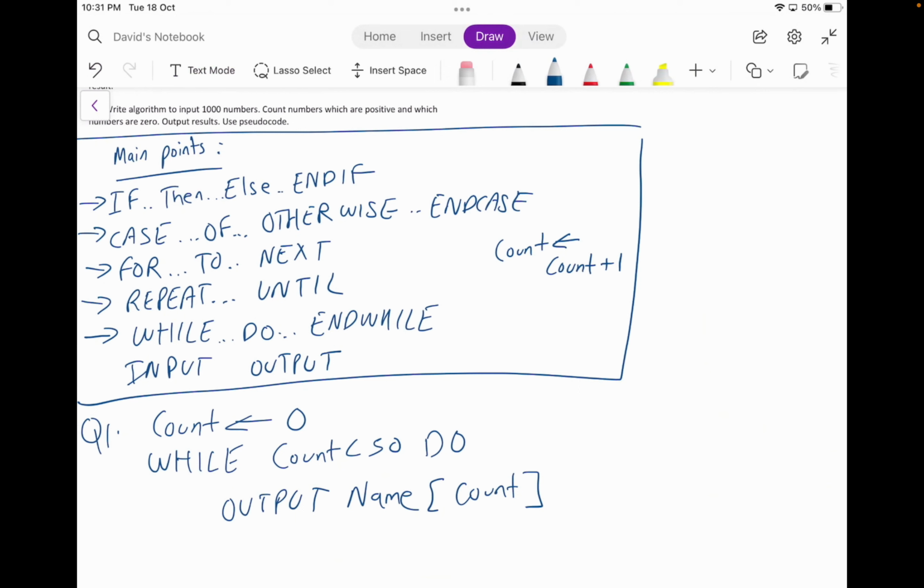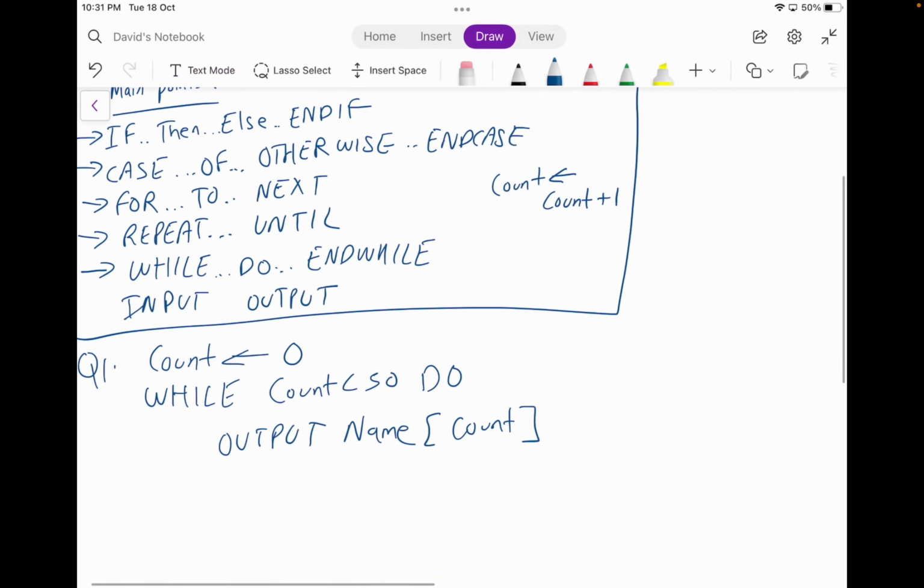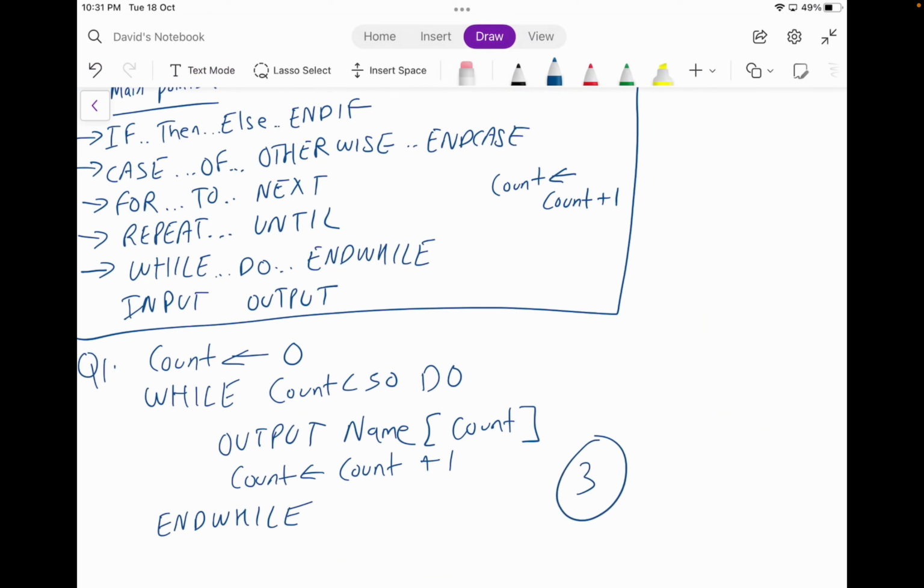The count is just something that's going to increase, whereas your name is going to be stored there, and you're just going to output your name accordingly per each count. So that's why we have to increment count by 1. So we're going to increment count as count plus 1. And we're going to end the while loop with an end while statement. Now this is for a total of about 3 marks.